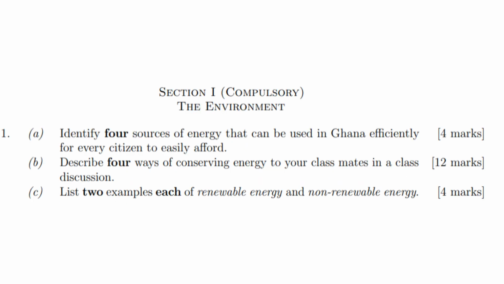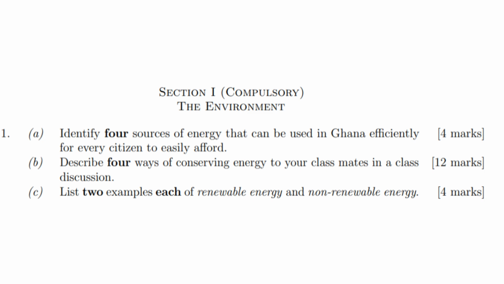So let's start with our questions. So we have question 1. We have under the compulsory part, the environment part. A: Identify 4 sources of energy that can be used in Ghana efficiently for every citizen to easily afford. That's 4 marks. B: Describe 4 ways of conserving energy to your classmates in a class discussion. Then C: List 2 examples of renewable and non-renewable energy.